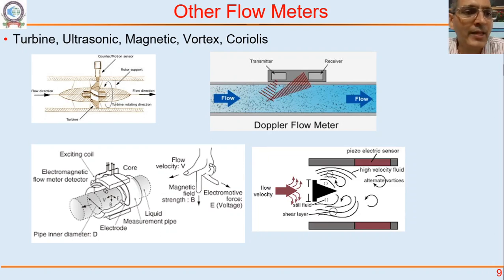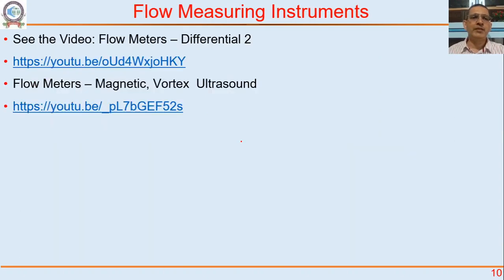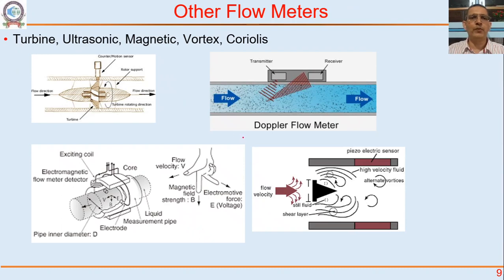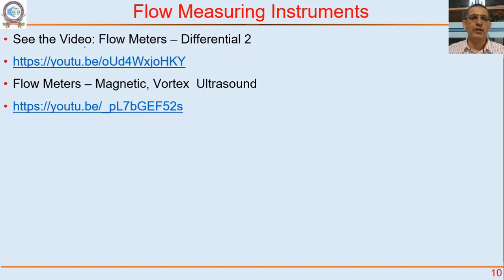Other types of flow meters are something called turbine meter, ultrasonic flow meter, magnetic flow meter, vortex flow meter, Coriolis flow meter. What we will do is we will see a small video, and then all these different types of flow meters will become very clear to you. Okay, and you can see these videos again later on as well, whenever you wish to see. Okay, so here are the videos.